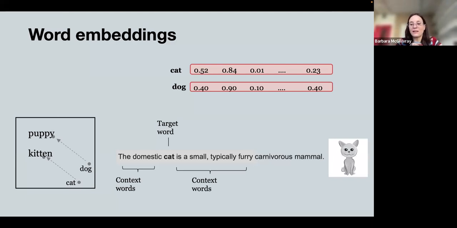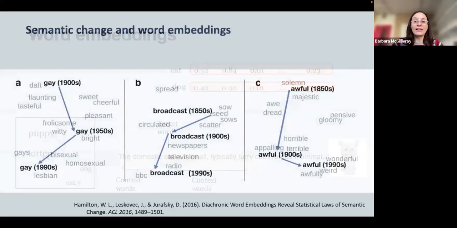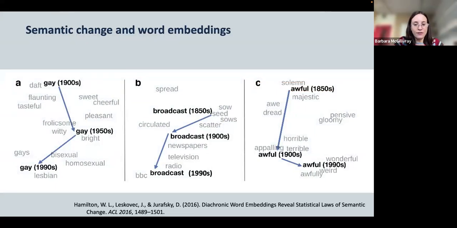So you can see how this technology is very powerful, because it allows us to transfer geometrical computation into meaning level interpretation. And this has been adopted in semantic change research. The first one to do that, at least on a big scale, was William Hamilton and his supervisors at the time. They published a paper where they employed word2vec embeddings to study the evolution of meaning of certain words in English, but in other languages as well. And they used the Google Books corpus for this.